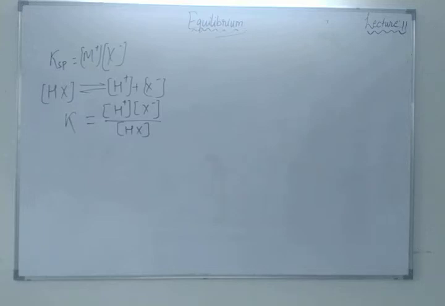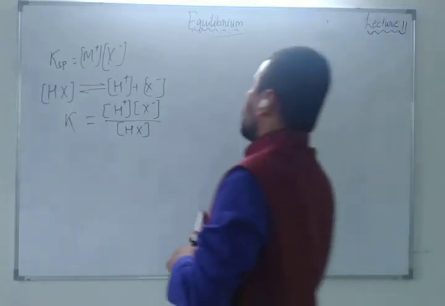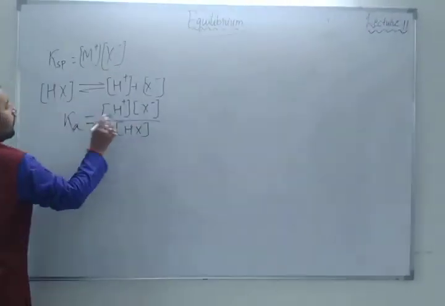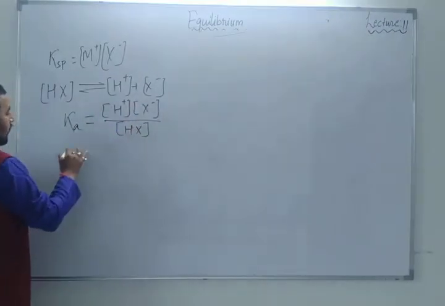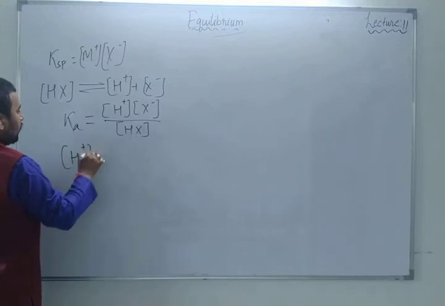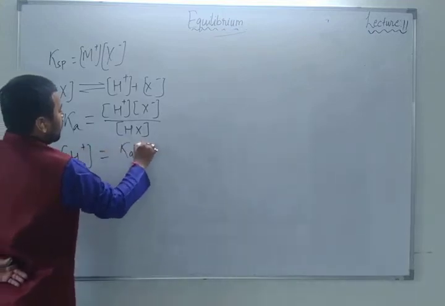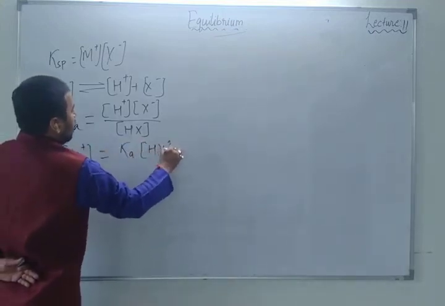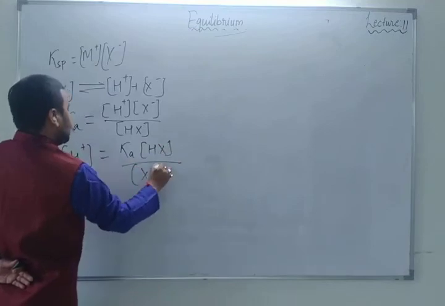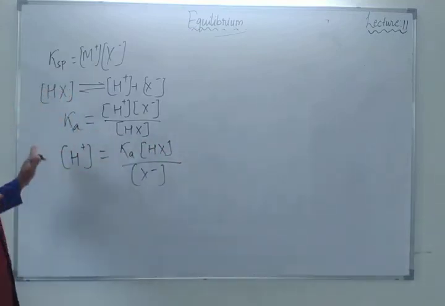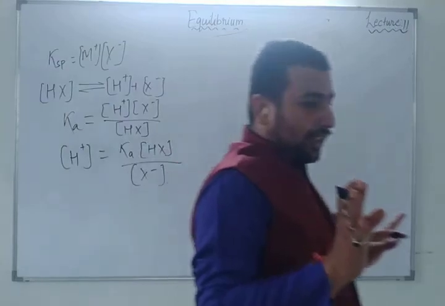Now if I want to calculate anything from that, just suppose I want to calculate the X minus value, okay? So this is the acidic constant. If I want to calculate H plus or X minus, generally if I want to calculate H plus, what will be the value? The constant times HX upon X minus, right? With just cross multiplication, nothing more I have done. You can check it here, that you can easily calculate, right?